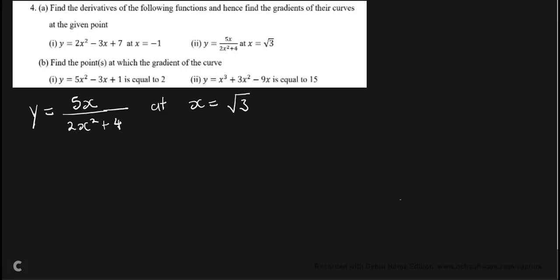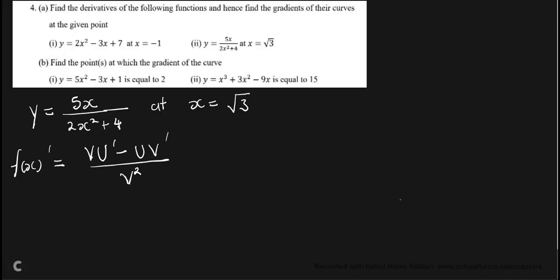In this situation, what do we do? When you're differentiating a fraction, we use what we call the quotient rule. So how is the quotient rule? It goes f prime equals vu prime minus uv prime over v squared. This is the formula that we use in the quotient rule, right?